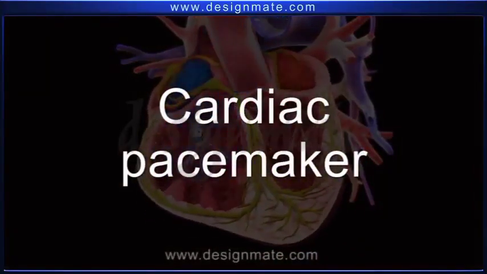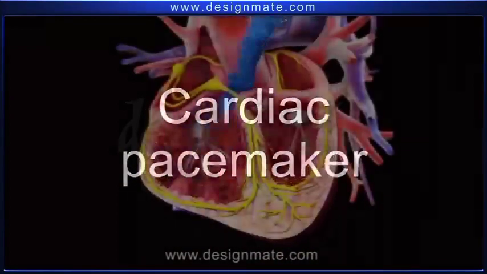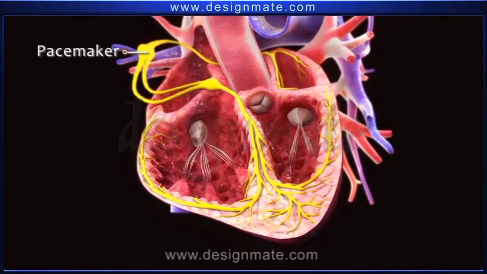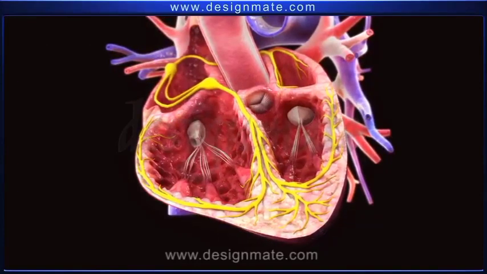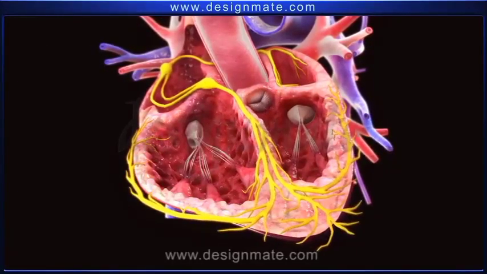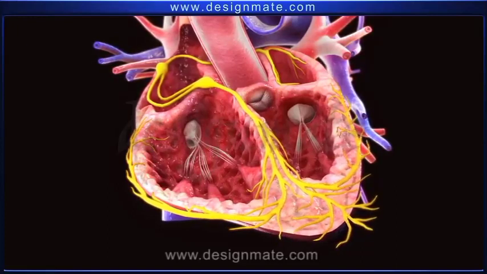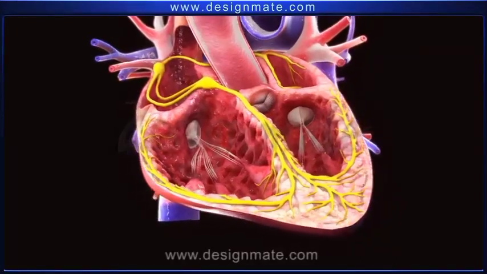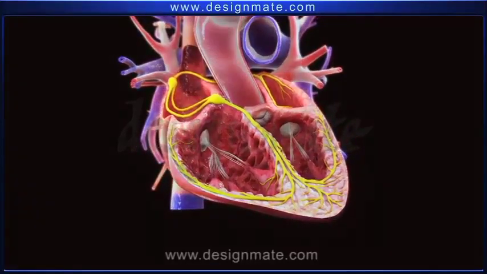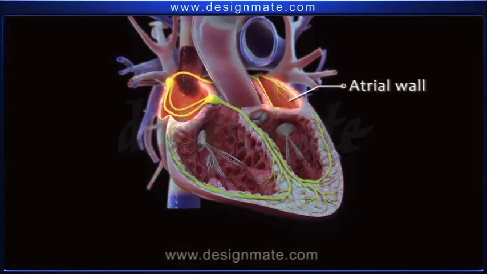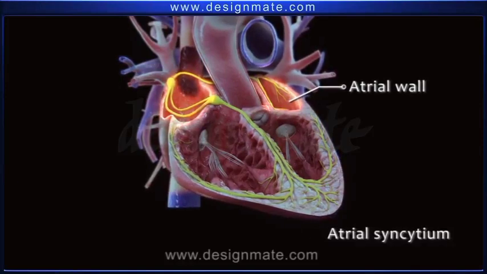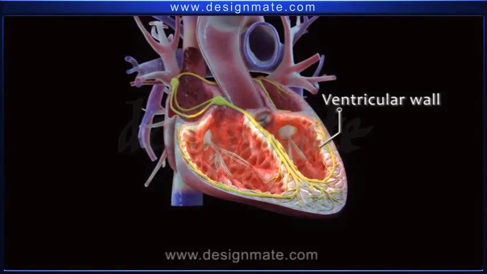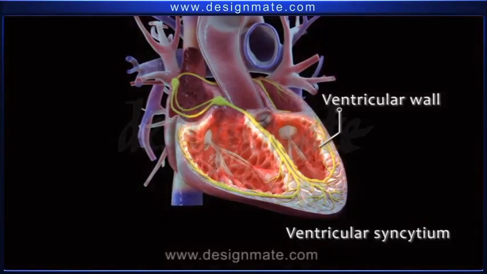Cardiac pacemaker. The heartbeat is generated and controlled by a pacemaker present in the heart. It also possesses specialized excitatory conducting system which ensures the rhythmic beating of all the cardiac muscles. The walls of the atria form the atrial syncytium, and the two ventricular walls constitute the ventricular syncytium.